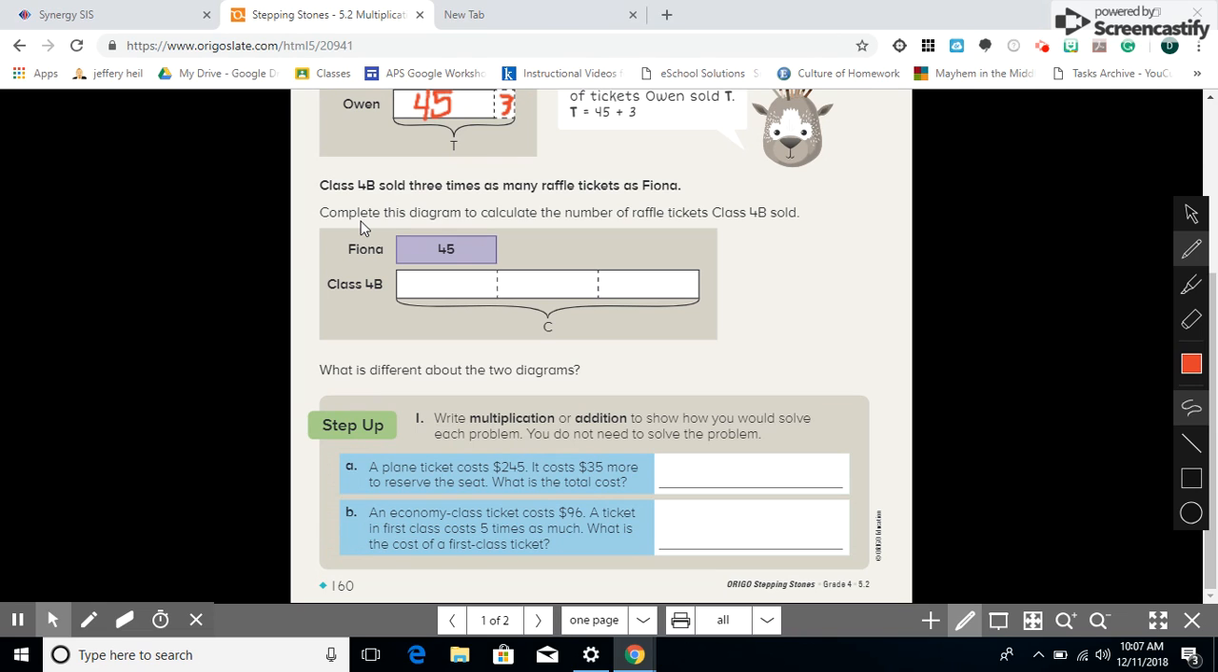Class 4B sold 3 times as many raffle tickets as Fiona. Complete this diagram to calculate the number of raffle tickets Class 4B sold. So they sold 3 times as many, which means that they sold 3 sets of 45. So my problem here would be 45 times 3 equals, I'm going to say B for class 4B.